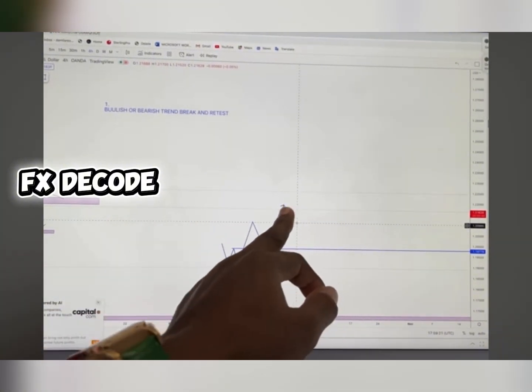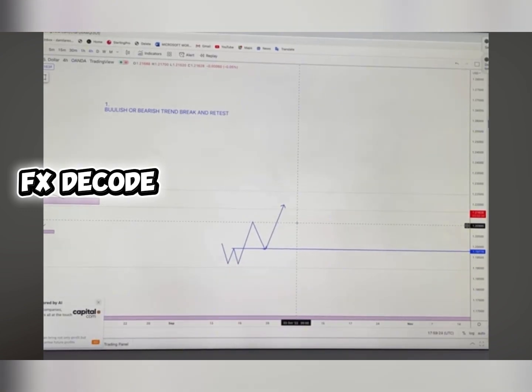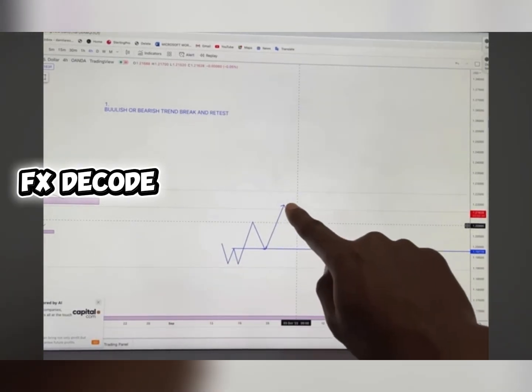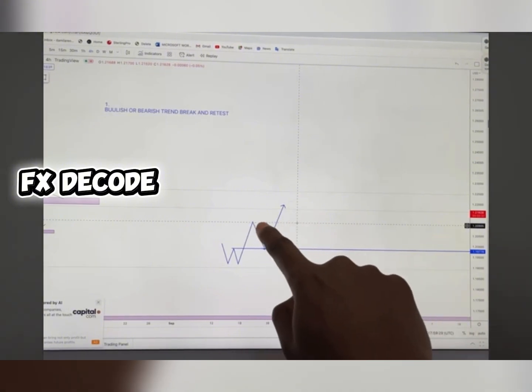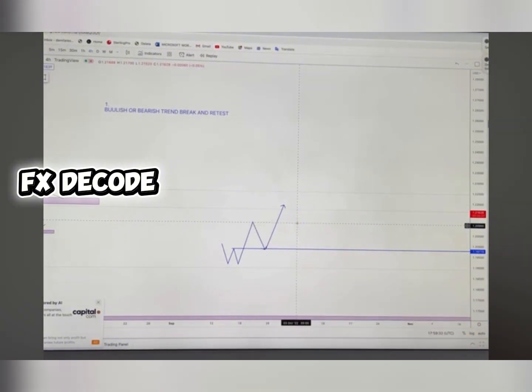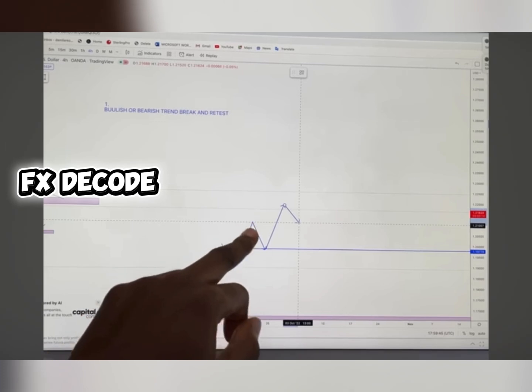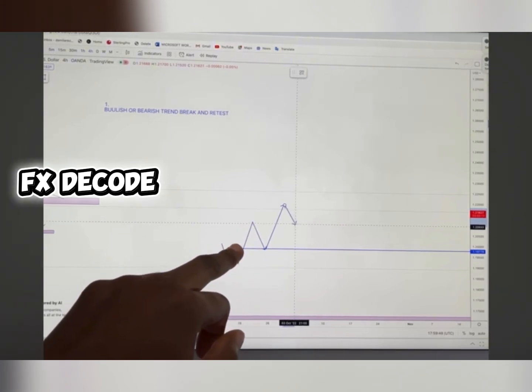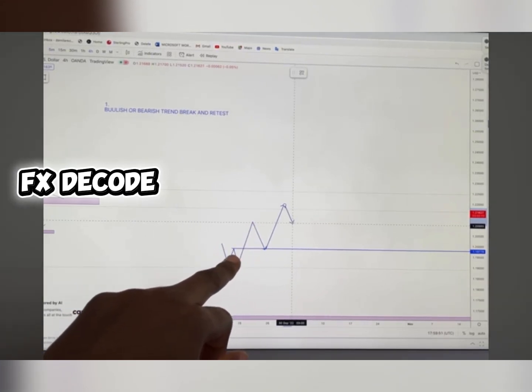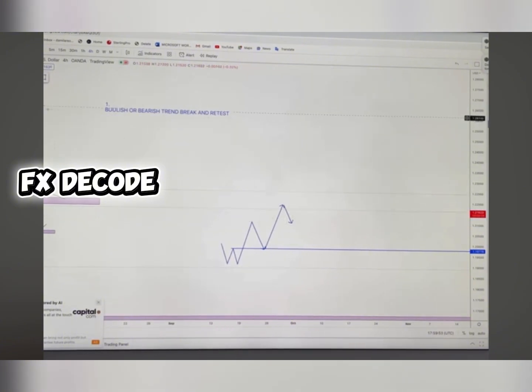Then what are you expecting? Now, this is when the trend break and retest happens. For a trend break and retest, we are expecting a pullback down to the previous higher high, which is this. Sometimes the market can be really tricky. It might not happen at exactly this level. Let's say the market pulls back to this higher high. Now you're expecting another trend up, which is this.